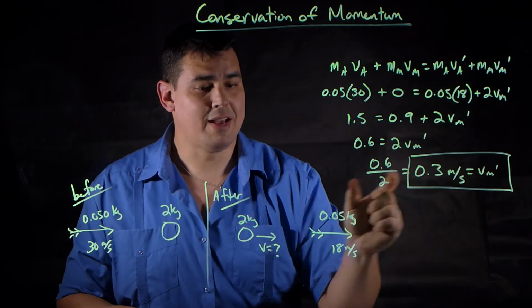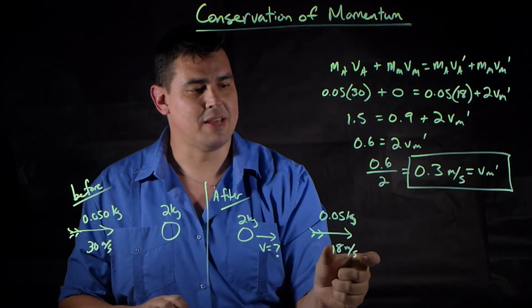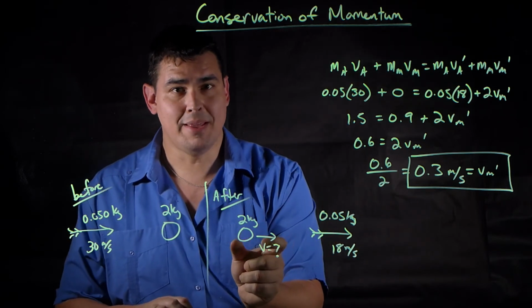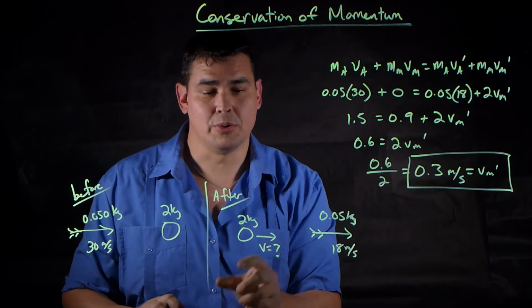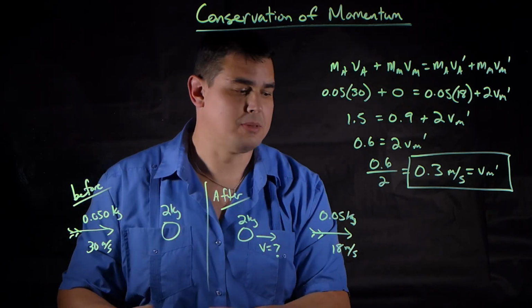So my velocity of the melon is going to be 0.3 meters per second. And that makes sense because the arrow's slowed down, but now I've made this 2 kilogram melon start moving too, so it's going to be small. These two momentums add up to the initial two momentums.